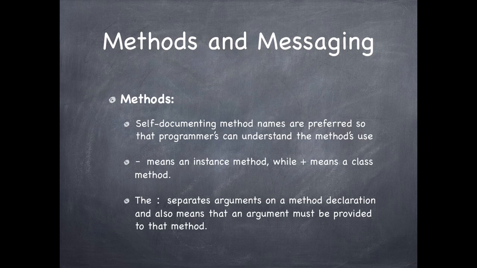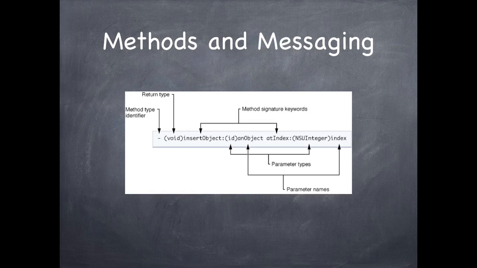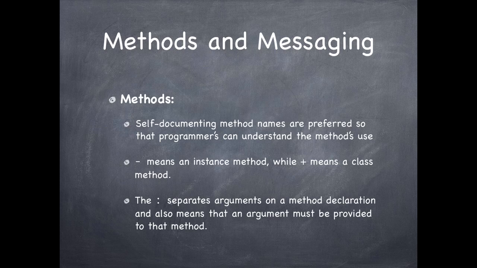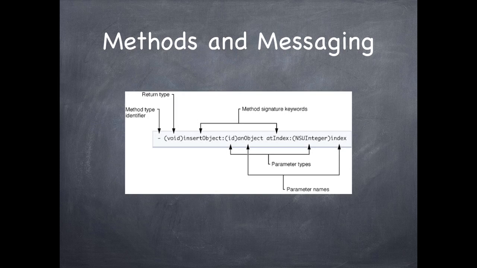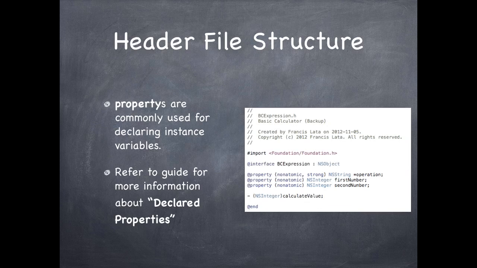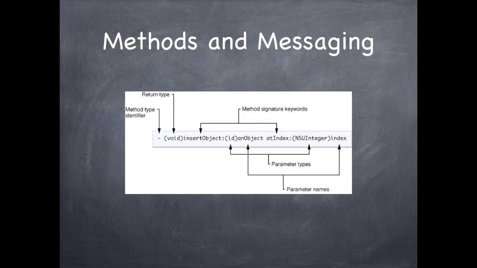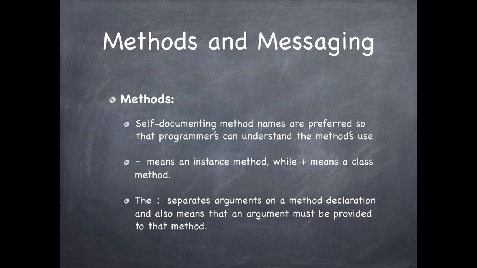Well, the plus means, if I change the method type identifier from the minus to a plus, then it's going to be a class method. So I use the class name. If I use BC expression later on, I'll call it without an instance. I don't need an instance. That's what I'm trying to say. When you're calling a class method, you just use the class name corresponding to that class method in order to use it.